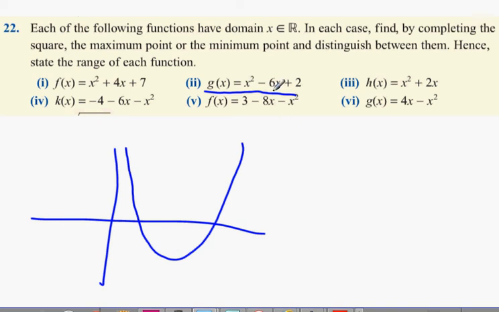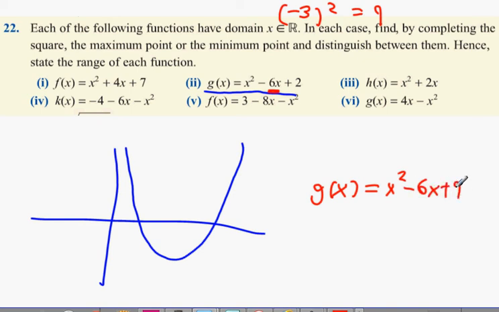What I then do is I look at the middle value. I half that middle value and I get minus 3. I then square minus 3 and I get 9. What I'm going to change this function into is g of x equals x squared minus 6x plus 9. I'm not allowed to have plus 9 because I'm only meant to have plus 2, so I add a minus 7 to the end. I then use what's called the reference number method for factorizing this, and I'm going to get x minus 3 squared minus 7, and that's g of x.